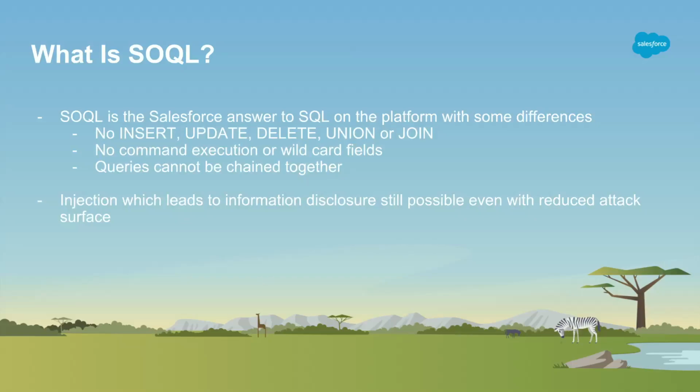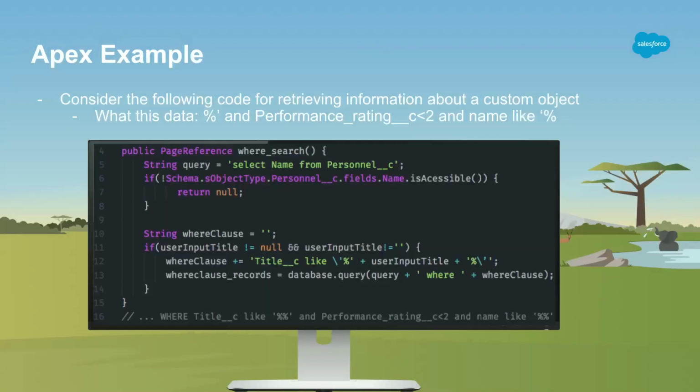So injection, even though we've reduced that entire attack surface, it's still possible. We still are taking user input. We might be putting it into some portion of a where clause. We might be using it as a dynamic field or an object. Because we're allowing that, we still have the opportunity for some sort of injection to occur, and ultimately to get information back from the database that maybe you never intended for someone to ask for in the first place. So let's take a look at a quick Apex example.